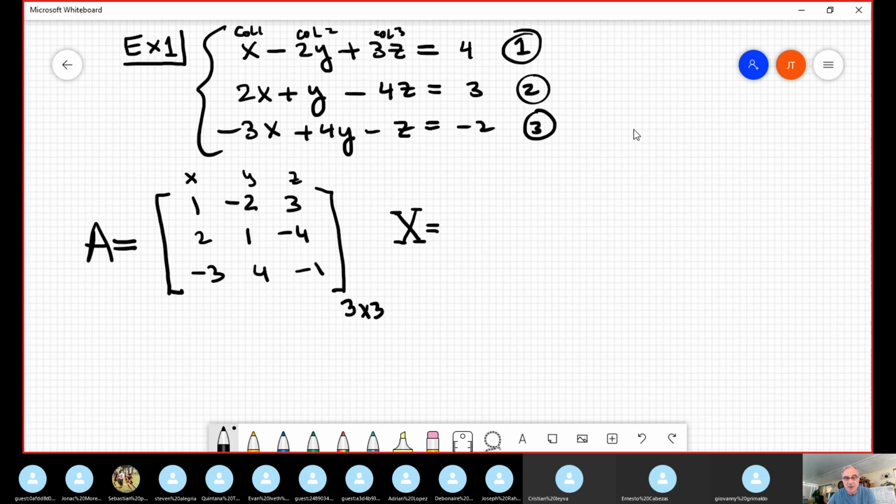Capital X normally is the matrix, and this is formed by the variable. The variable is x, y, z. So this is capital X that represents the matrix, and this is just little x that represents the variable. And this is the dimension of this matrix: 3 by 1, because we have 3 rows, 1, 2, 3, and only 1 column.